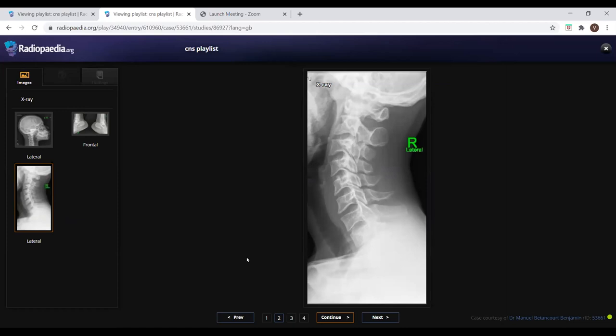Okay, there is some... No, I think it's increased soft tissue anterior to the upper cervical vertebrae, which is not supposed to be as wide as this. Aside from that, I do not see any other obvious abnormality here. Yeah, right. There is central posterior widening. Okay, okay, we'll go to the next case.